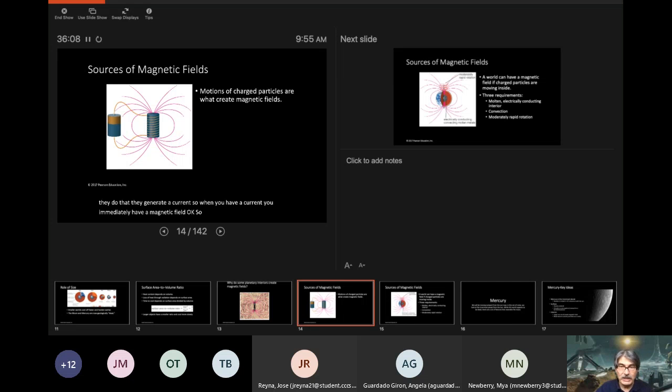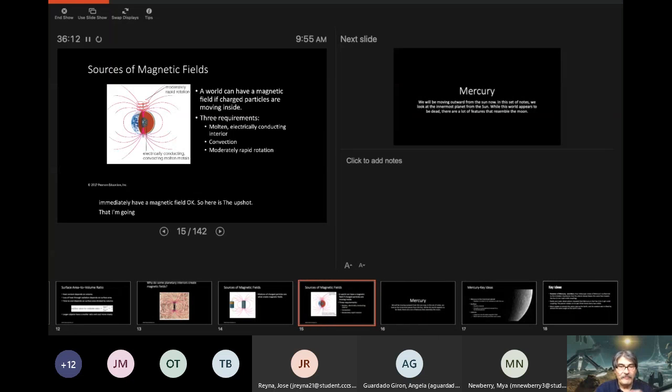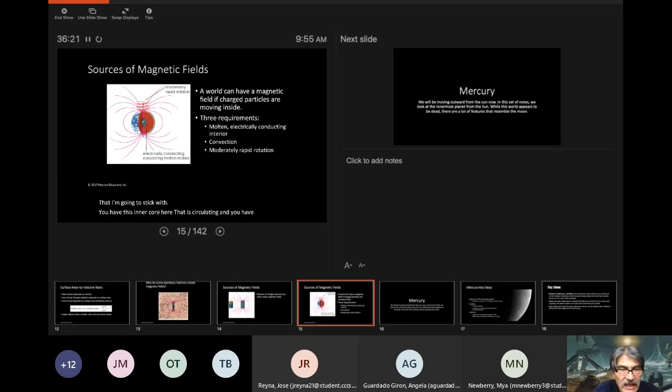Okay, so here is the upshot that I'm going to stick with. You have this inner core here that is circulating, and you have convection going on in the outer core, which is transporting hot objects upward and cool objects downward. So when that circulation is happening this way, you're going to generate a current that goes like this. And because you have a current, you'll generate a magnetic field that goes through that loop of current and flows out much like this. Now, as we will see with Mars, Mars has a reasonable rotation rate, but its core is nearly dead. And because of that, the magnetic field is very, very weak.